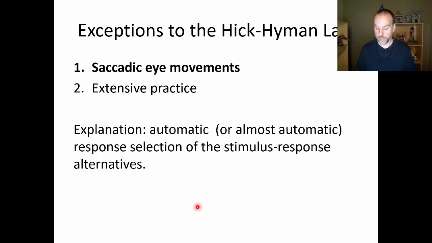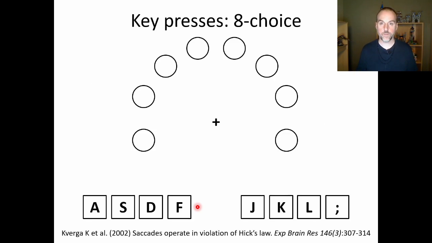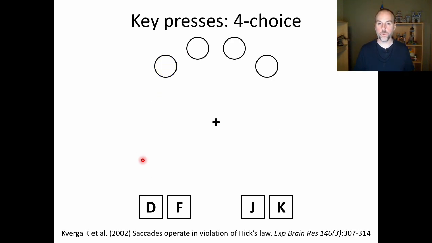Okay, first up, saccadic eye movements. So in this experiment, the first thing we wanted to do was just replicate basic Hick-Hyman Law. So they set up an 8-choice task. You're using your 8 fingers in this example, and there are 8 stimuli, so just lights that turn on. And if this light illuminates, you should press the A key. If that one, it's S, and so on and so forth.